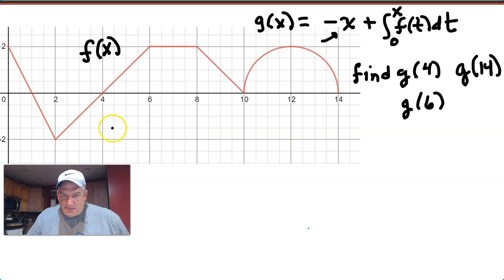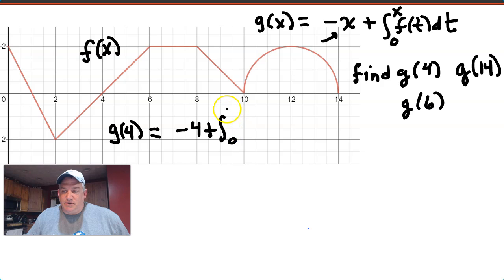So let's go ahead and get started here. We're going to have g of 4. Well, g of 4 doesn't mean exactly what it meant back in Algebra 1. Just take 4 and stick it in for all the x's. So I'm going to get negative 4 plus the integral from 0 to 4 of f of t dt. So what we want to do here is measure the area under this curve from 0 to 4.